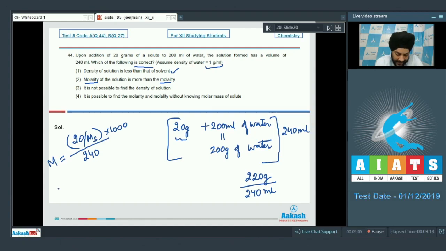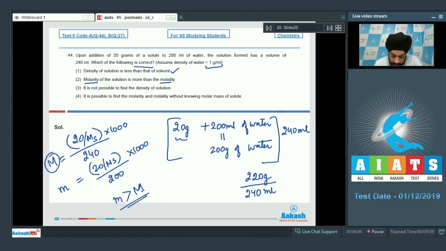If we talk about the molality, students, small m, it will be equal to moles of solute, which was 20 by Ms, upon 200. So the grams of solvent is 200, students, and this has to be converted into kgs. So we have to multiply a factor of 1000 again, students. So we can clearly see that the denominator in the expression of molarity is greater. So students, the value of molality shall be greater than that of molarity. So the second option is not correct, students.